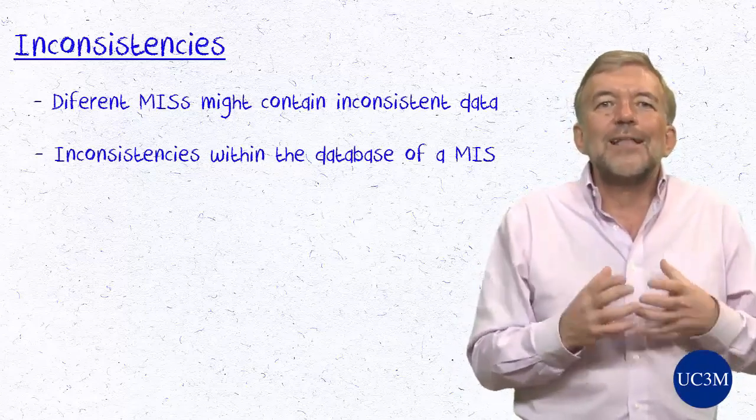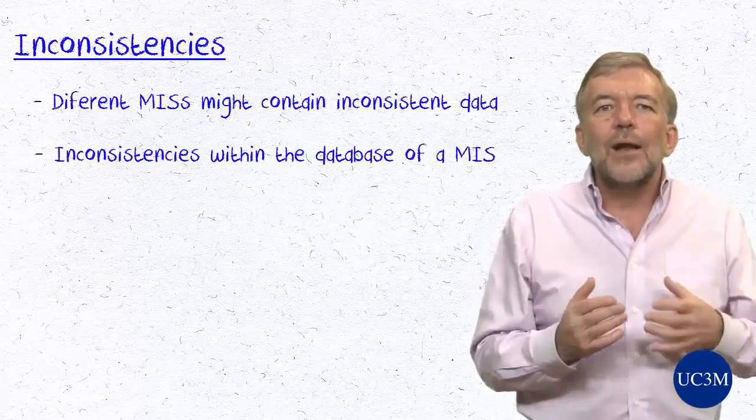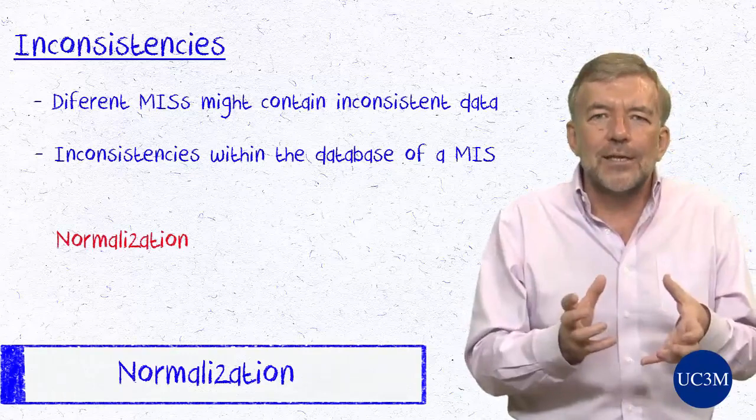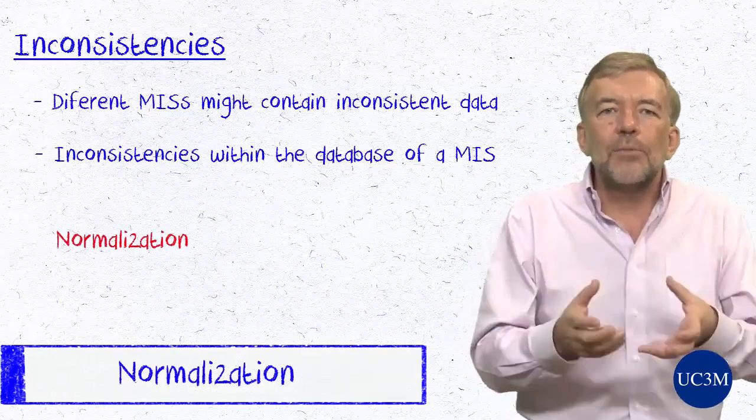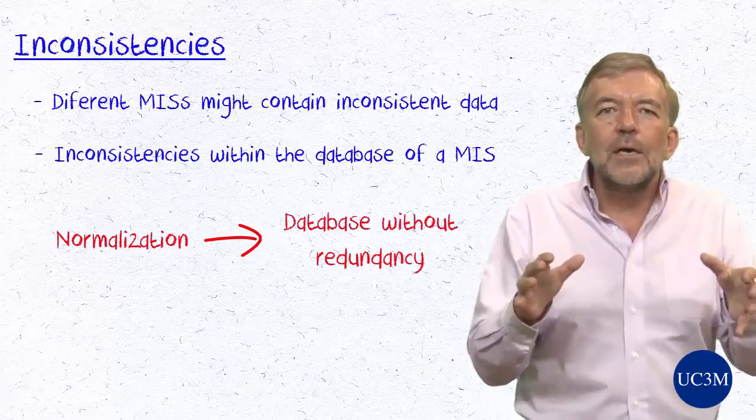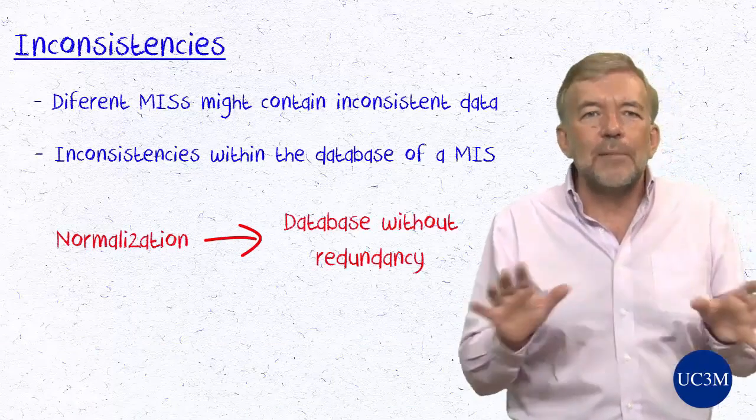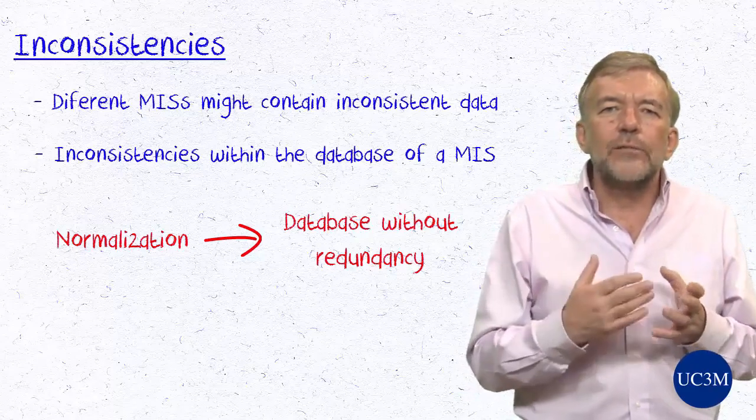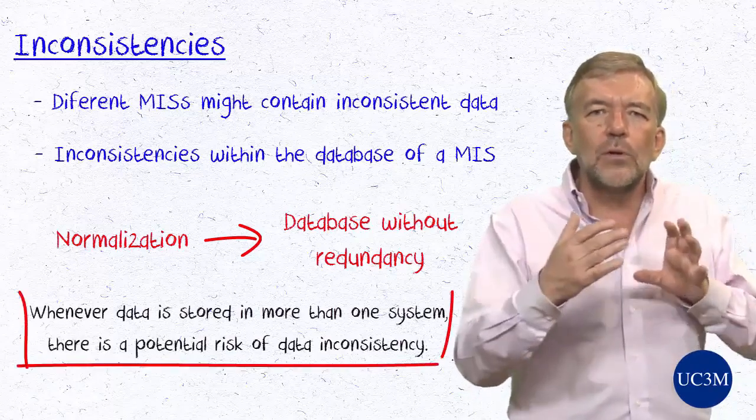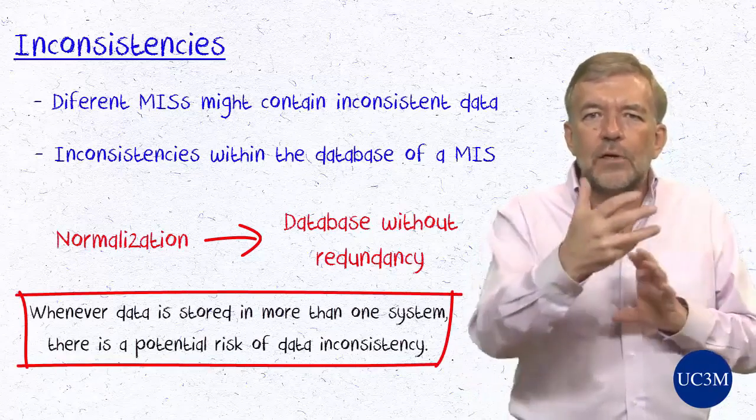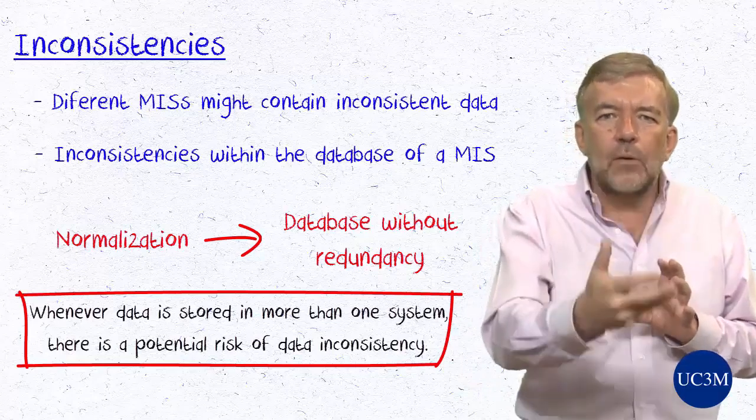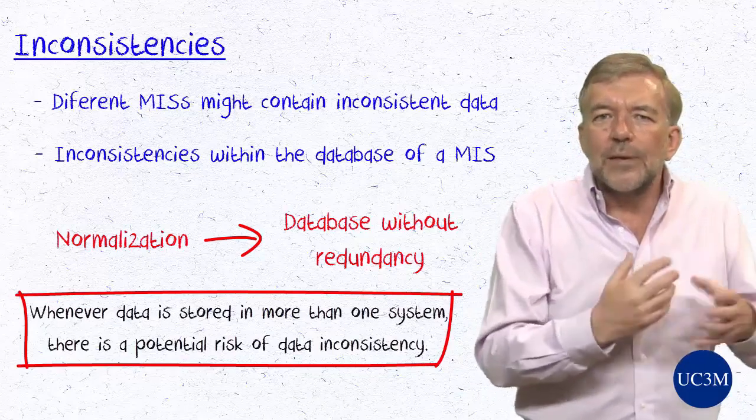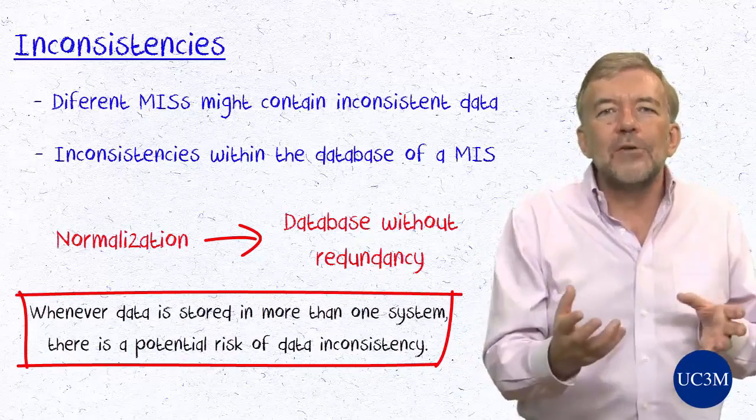To avoid this undesirable situation, while creating a relational data model, we will apply normalization techniques. The normalization process leads to databases where redundancy has been eliminated. It should be remembered, however, that whenever data is stored in more than one system, for example, if we download data from our corporate information system into our PC to carry out some analysis, there is a potential risk of data inconsistency.